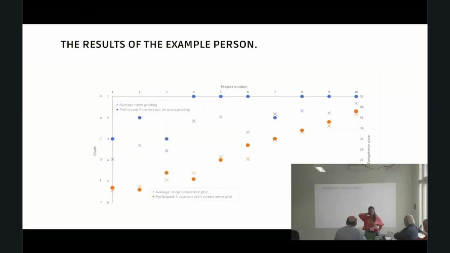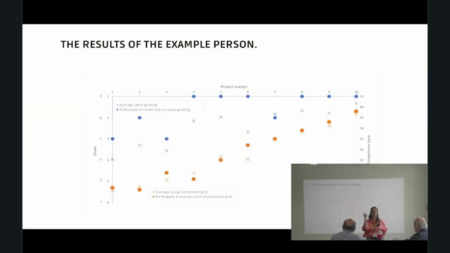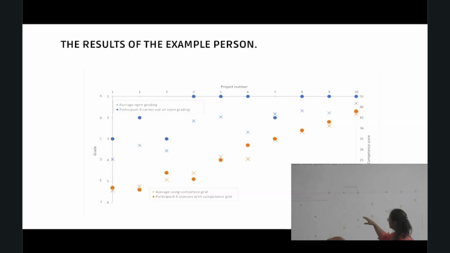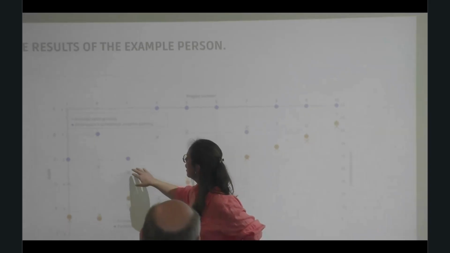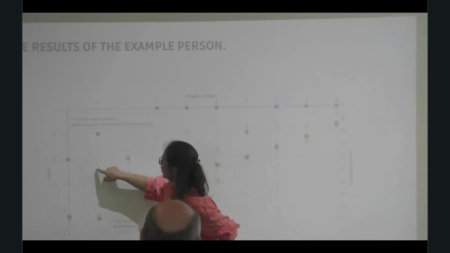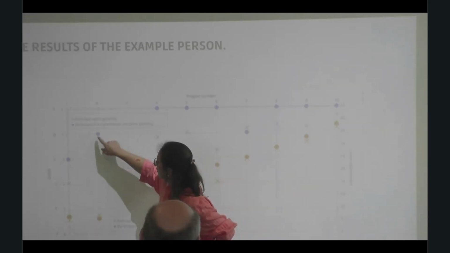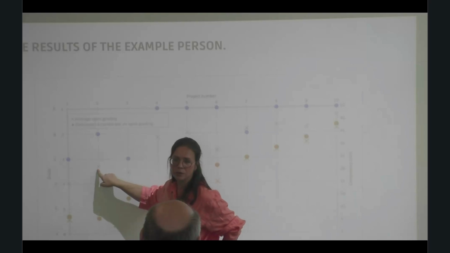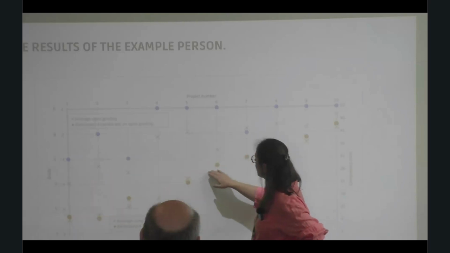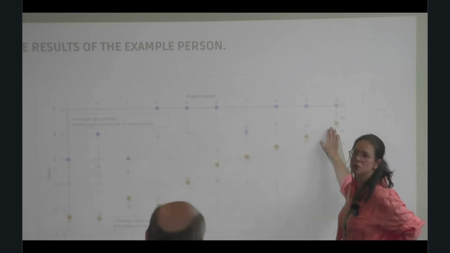This is the result of one person. So this is one teacher, and he grades with an average. It's in comparison to the average, without a grid and with a grid. The dot is the person, and he's grading. What you see here is that this person graded with a big dispersion without a grid, and he graded really quite close to the average.